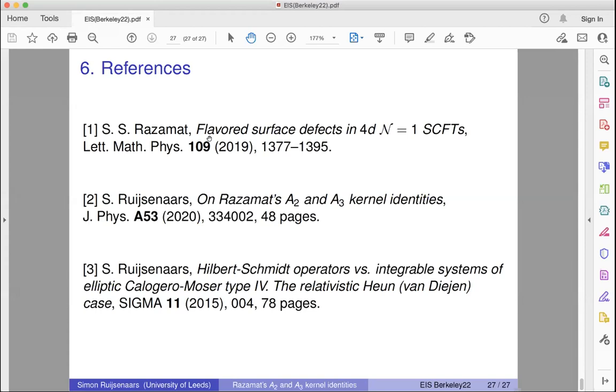Maybe could I ask two questions? So in the A3 case, would you expect another higher order operator to exist as well, or do you just expect to have this first order operator? Well, yes, I do expect one more, or rather two more. But I don't know what they would look like.